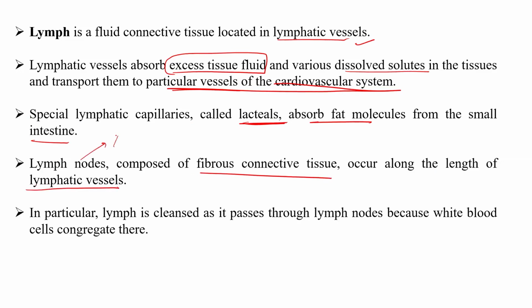So there are various lymph nodes, for example, the spleen. These lymph nodes consist of a large concentration of WBCs and therefore they help in fighting against infection. So in particular, lymph is cleansed as it passes through the lymph nodes because white blood cells congregate there and fight against any bacteria or any infection which is present in that fluid.